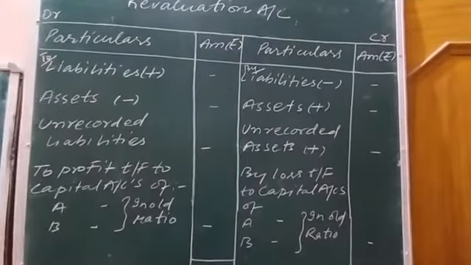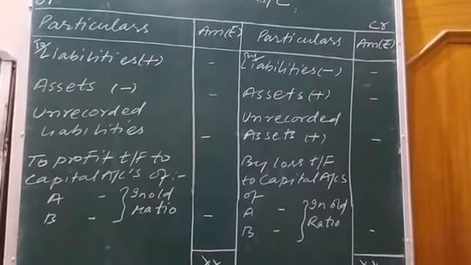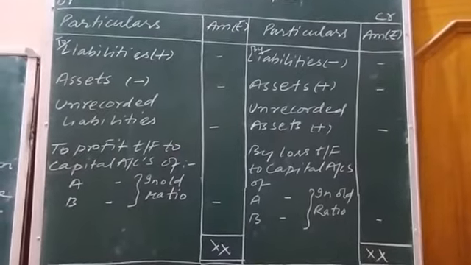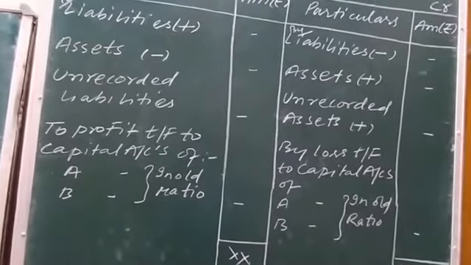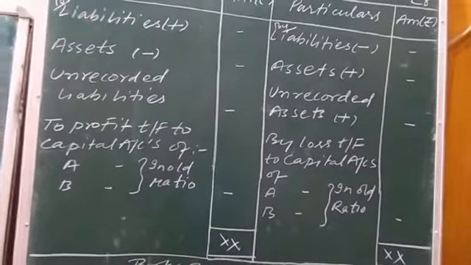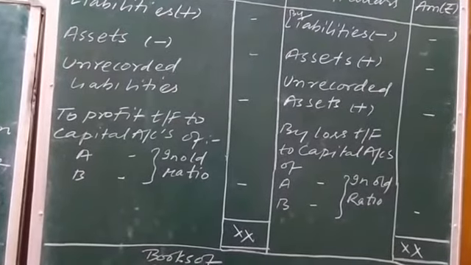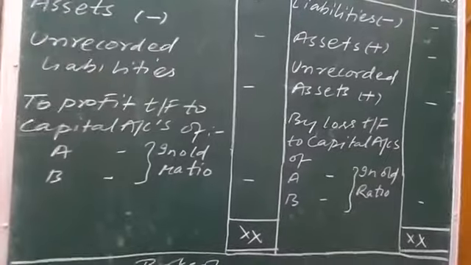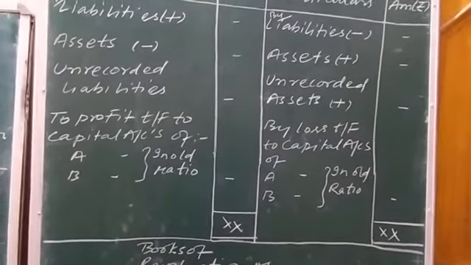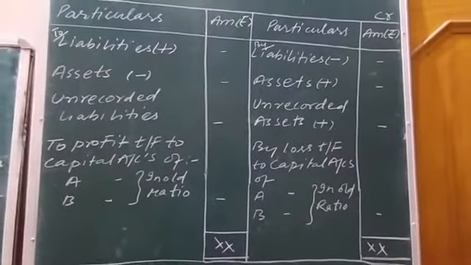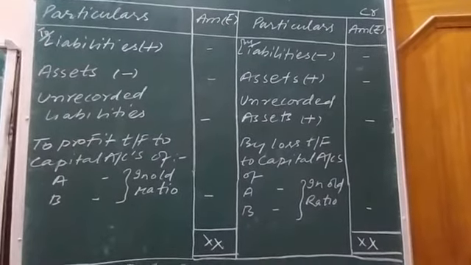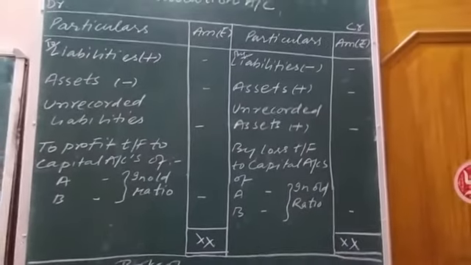And if the debit side total is more than the credit side total, then there will be a loss. And whether the partnership firm is in profit or loss, that will be transferred to the old partners' capital accounts in the old ratio, whatever old ratio is mentioned in the question. In that ratio, you need to just divide the profit or loss within the partnership firm.